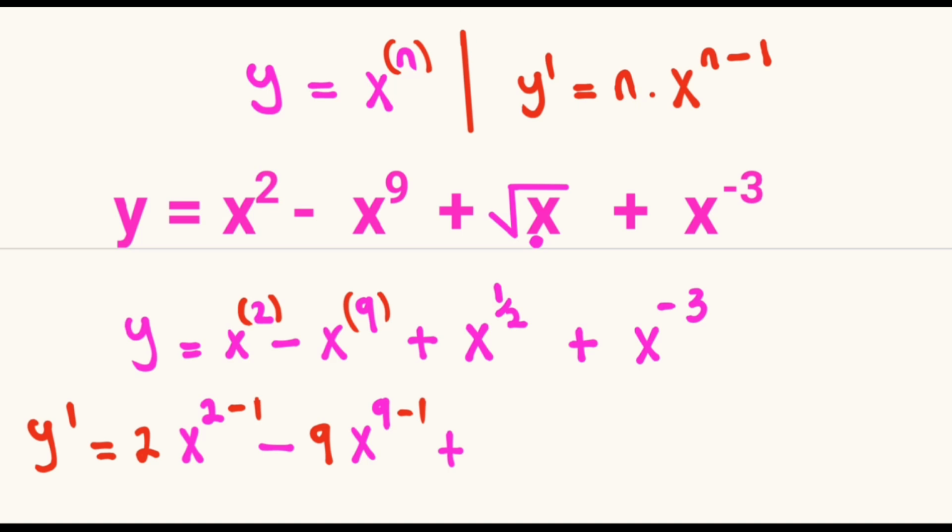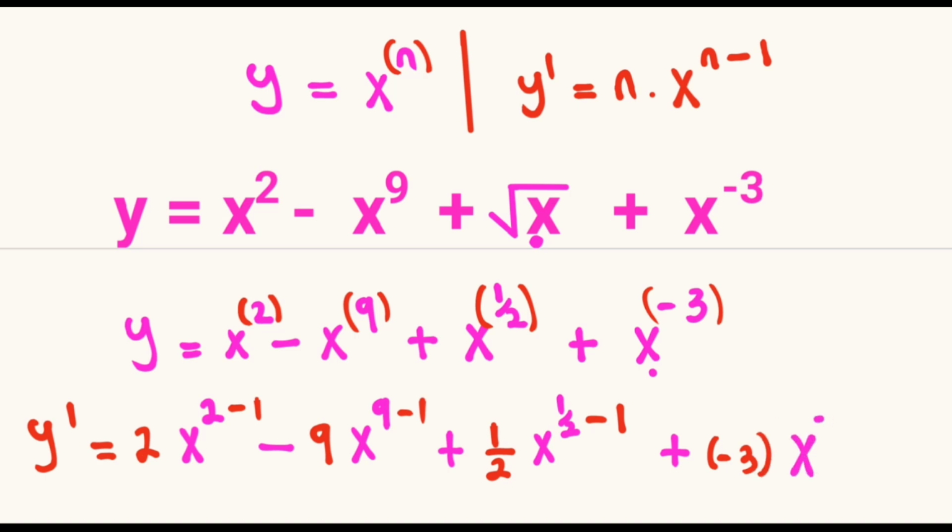plus the derivative of x raised to the power half. The exponent of x in this case is the half, so we multiply the half with x raised to the power half, and after that we minus 1 from the exponent of x, plus the derivative of x raised to the power negative 3. So the exponent of x will be equal to negative 3. We multiply it with x raised to the power negative 3, and we minus 1 from the exponent of x.